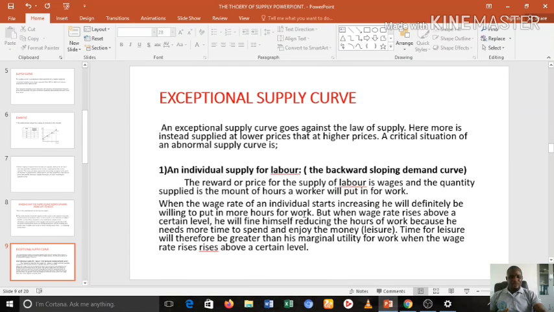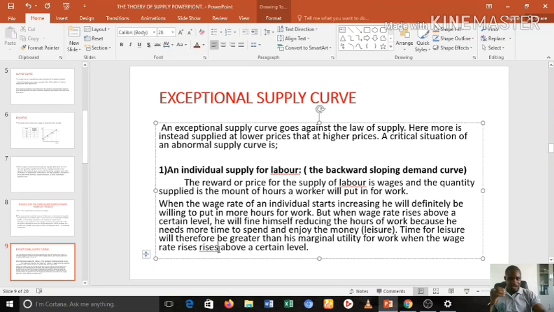But what happens when the wage rate rises above a certain level? He will find himself reducing the hours of work because he needs more time to spend and enjoy the money, that is leisure. The time for leisure will therefore be greater than his marginal utility for work when the wage rate rises above a certain level.